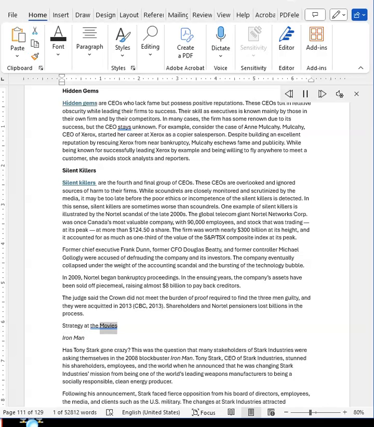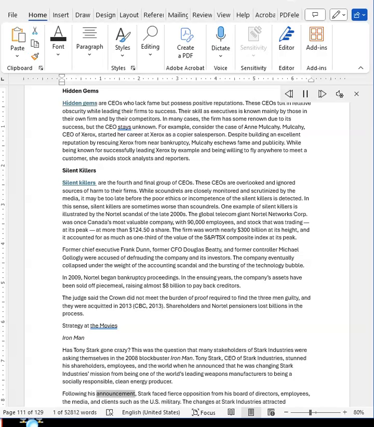Strategy at the movies. Iron Man. Has Tony Stark gone crazy? This was the question that many stakeholders of Stark Industries were asking themselves in the 2008 blockbuster Iron Man. Tony Stark, CEO of Stark Industries, stunned his shareholders, employees, and the world when he announced that he was changing Stark Industries' mission from being one of the world's leading weapons manufacturers to being a socially responsible, clean energy producer.